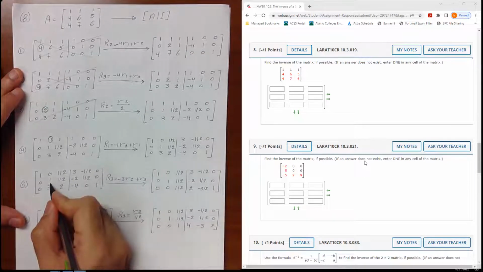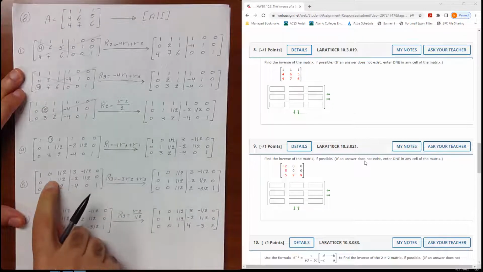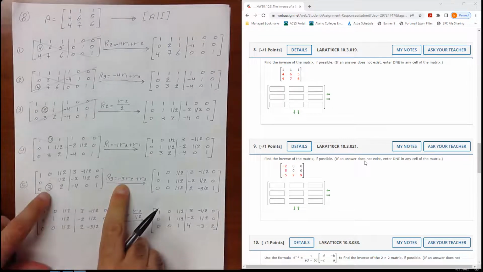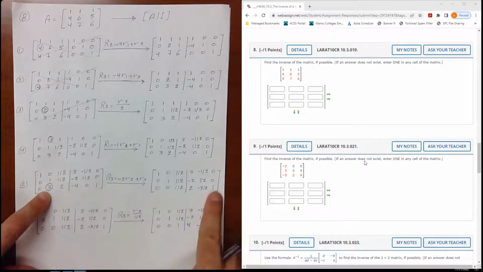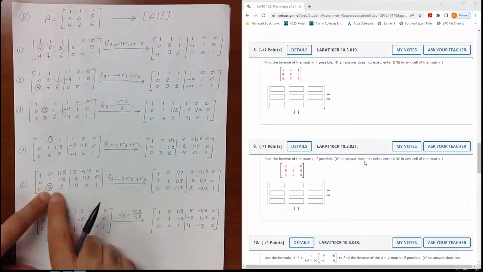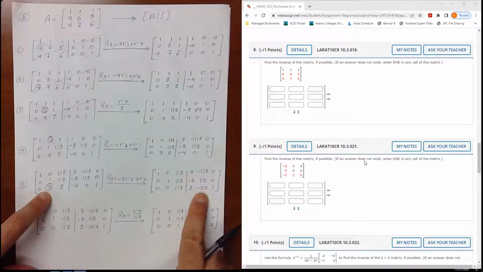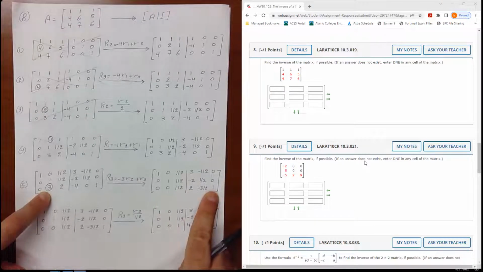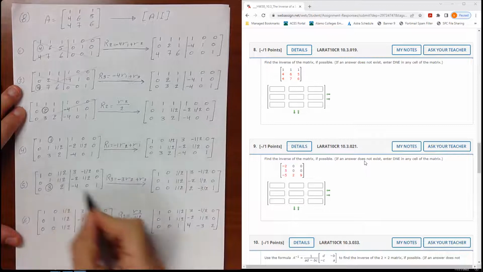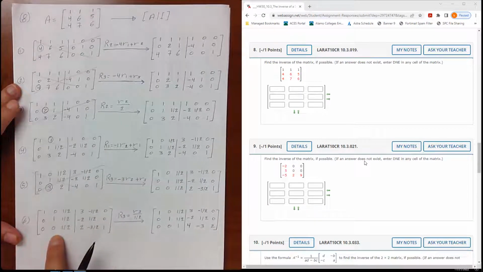Now I need to convert this number in this location to 0. So I'm going to multiply R2 by negative 3 and add it to R3. The change is going to be on the third row. The first row and the second one are going to be the same. So this number has become 0. Now it's half, 2, negative 3 over 2, and 1. So this is now the new matrix. I'm not going to look at this one anymore. I'm going to write down the new matrix here.